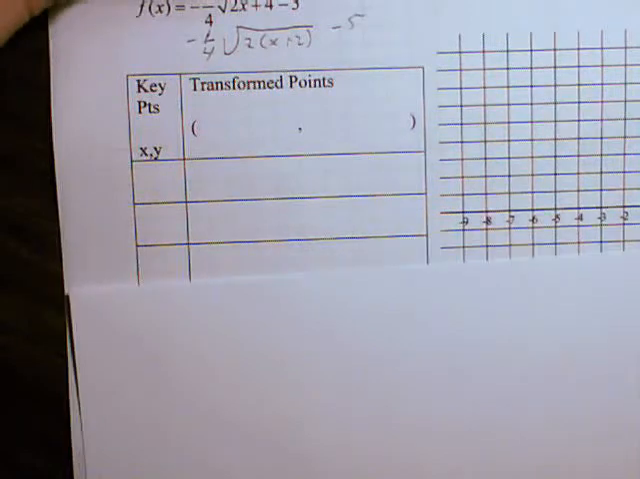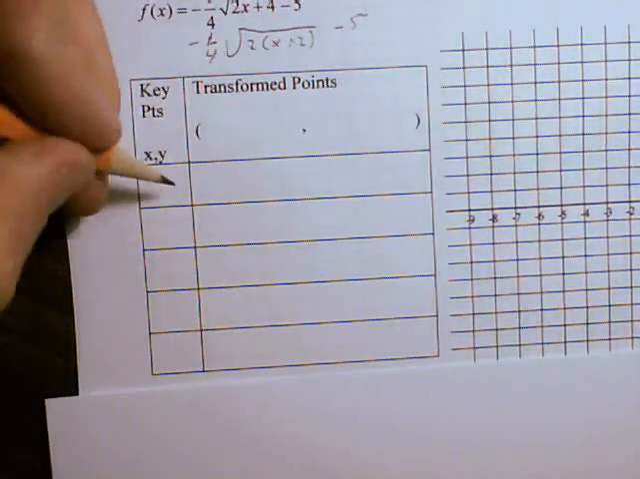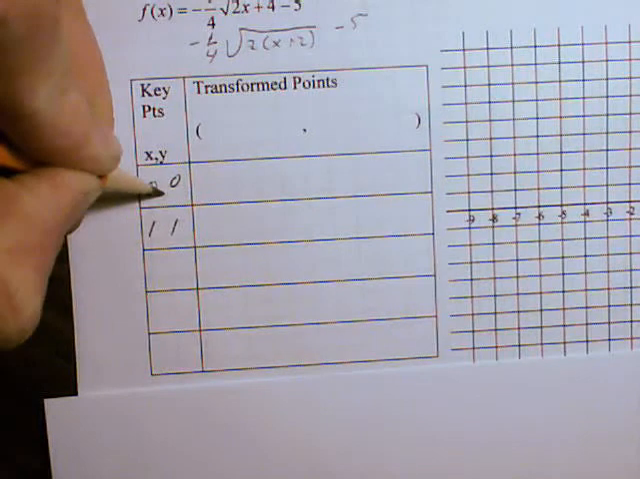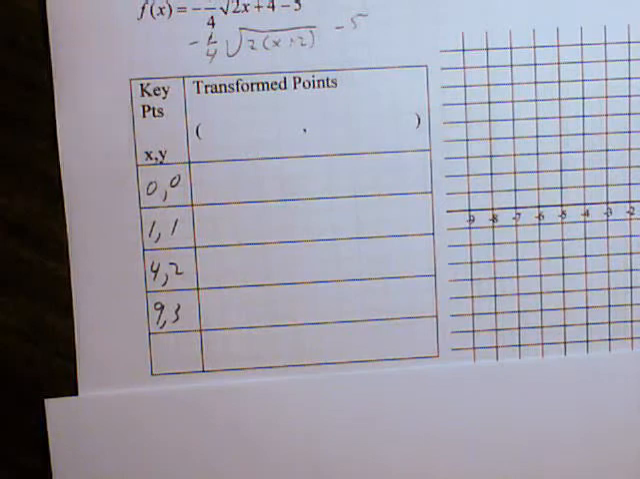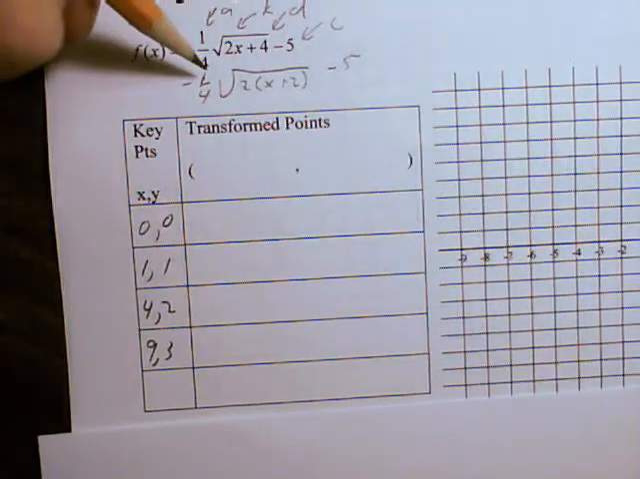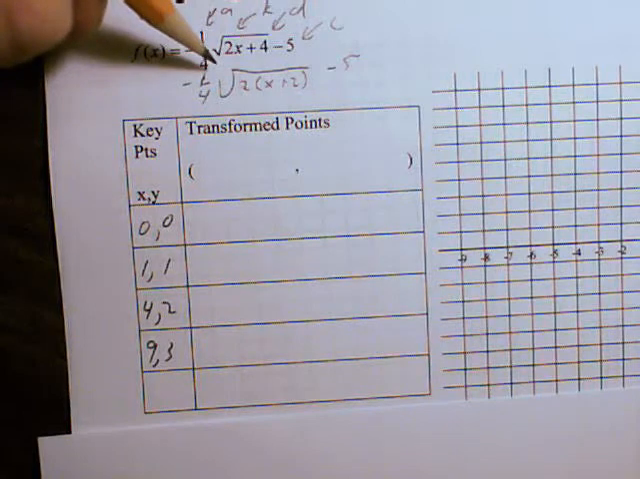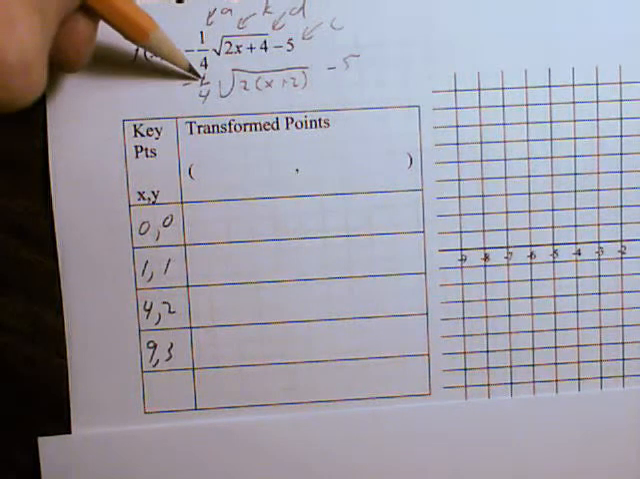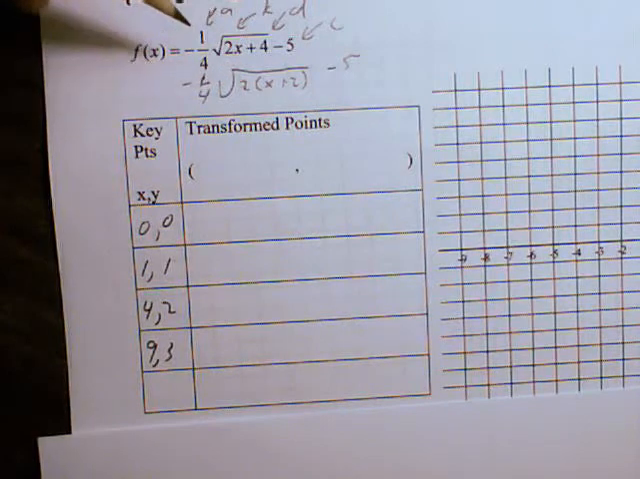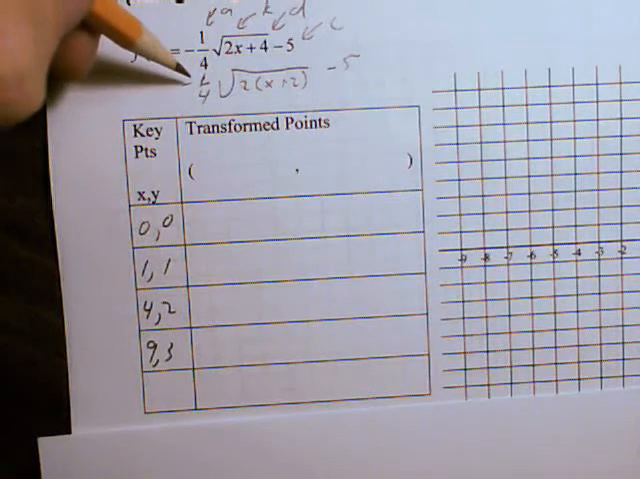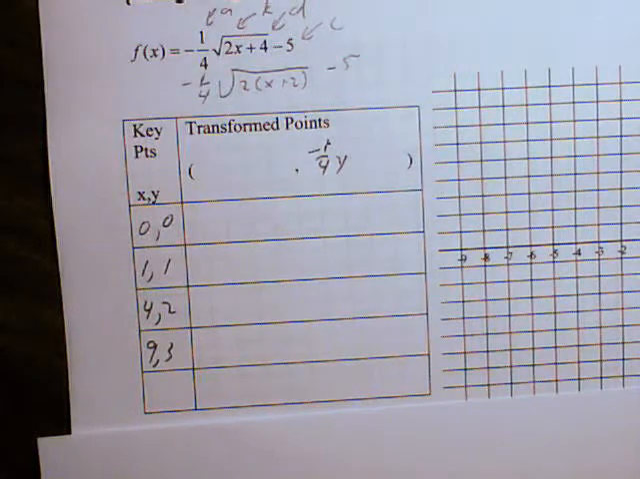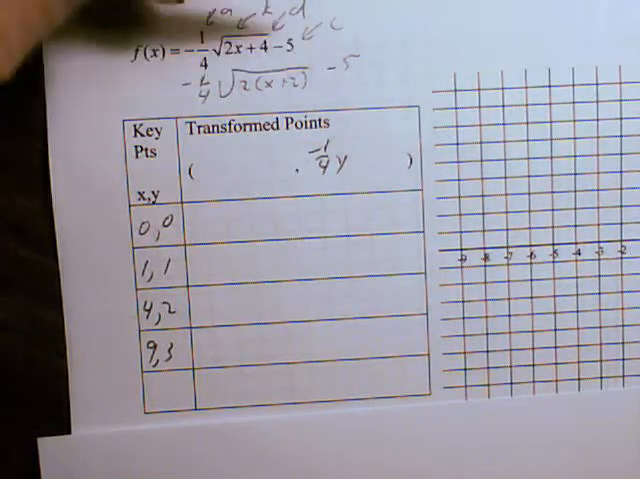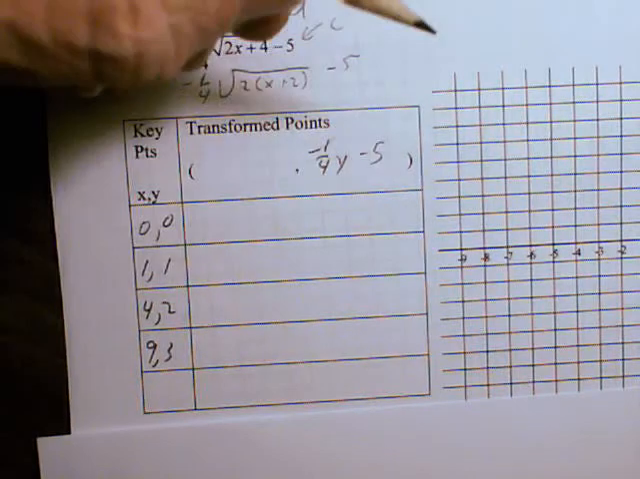So for a root function, my key points are (0, 0), (1, 1), (4, 2), and (9, 3). Looking back at this function, I'm now going to take out what transformations I'm going to apply to the x and the y. I've got negative 1/4 times that, which means that the negative 1/4 is an a value. It changes the y's. So I'm going to multiply all my y values by negative 1/4. I will also subtract 5 from all my y values because that's my c.